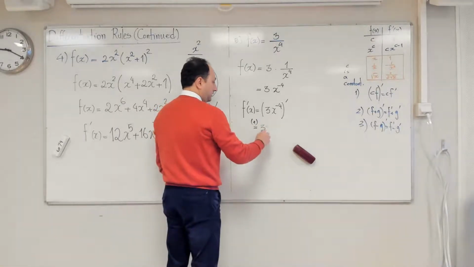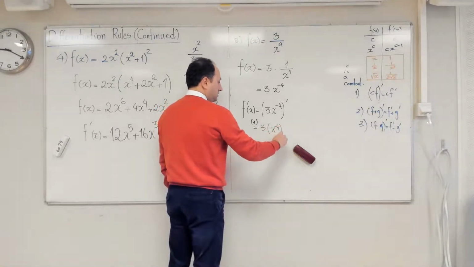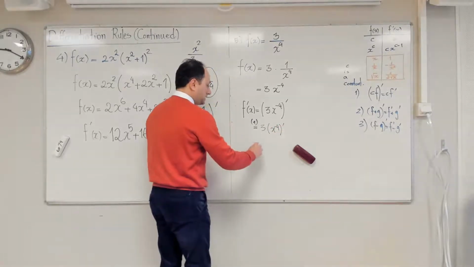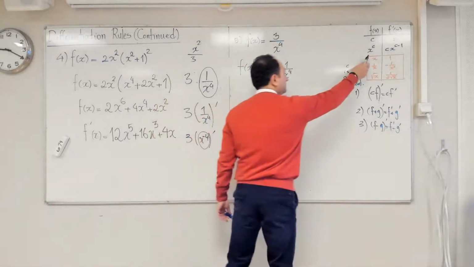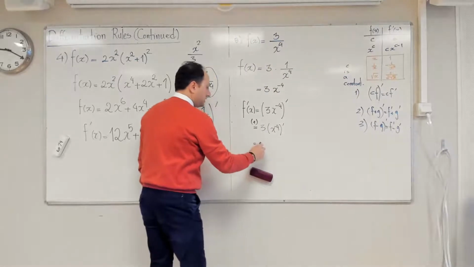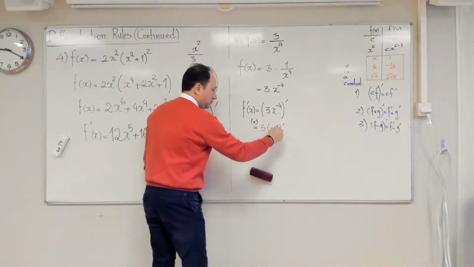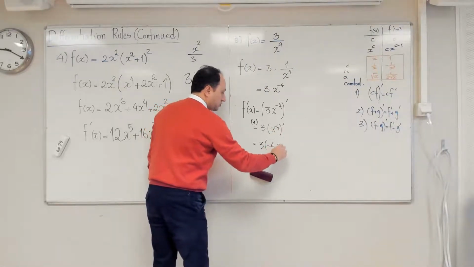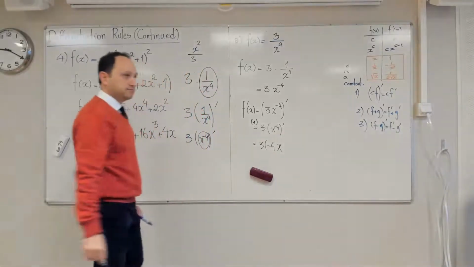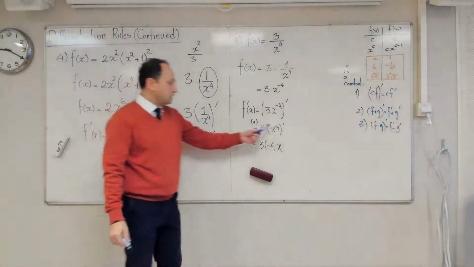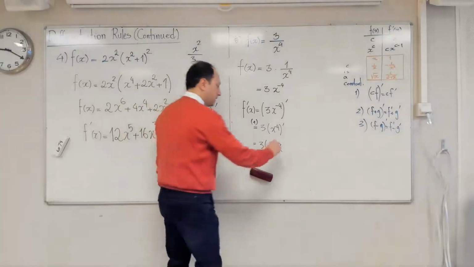3 goes away, and then I have minus x to the 4 prime. But the next step is this formula. Yes? So 3 is there. What goes up? -4 goes down. And x to power, can you say x to power what? -5, because -4 minus 1 is -5.